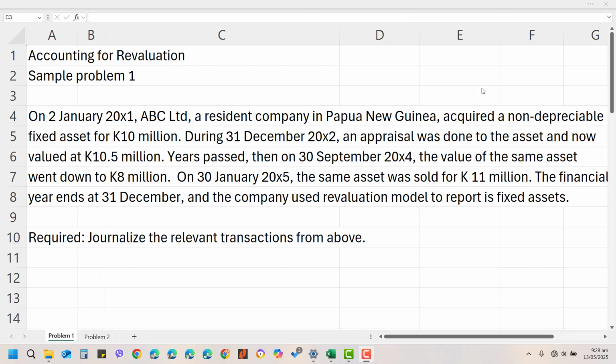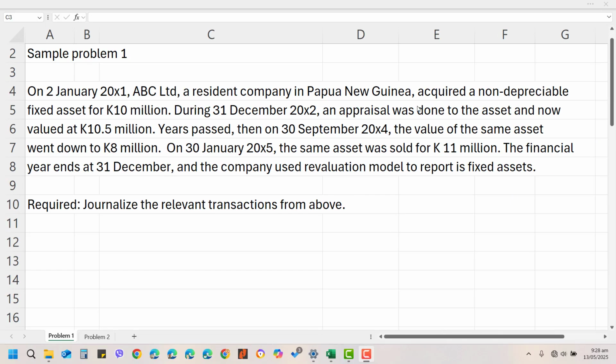As you can read on the screen, we have ABC Limited. They acquired a fixed asset worth 10 million kina. Then there were dates: the appraisal was done, and it was sold on a particular date. Our aim here is to journalize this transaction. The first transaction that we will record is the acquisition.